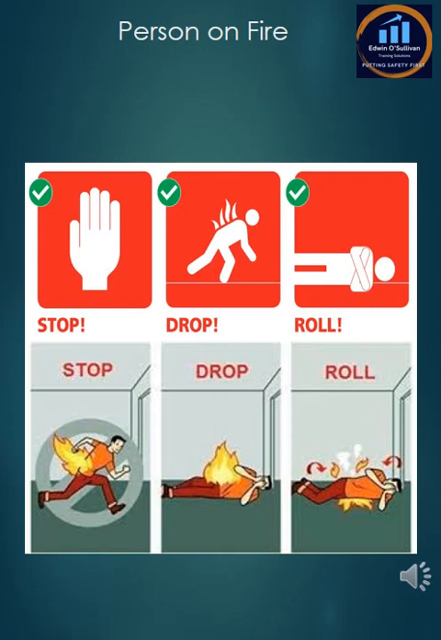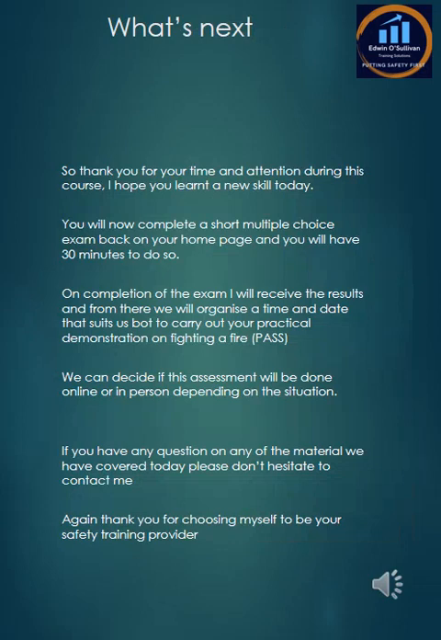Obviously this is easier said than done. A person is on fire, they're panicking, they want it out, they're going to roll as fast as possible. It's up to you to help them roll as slowly as possible so it can extinguish that flame underneath their body. So we're nearly at the end of the course.